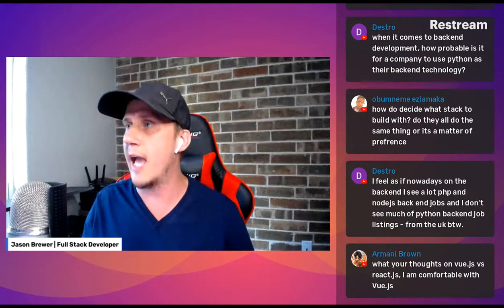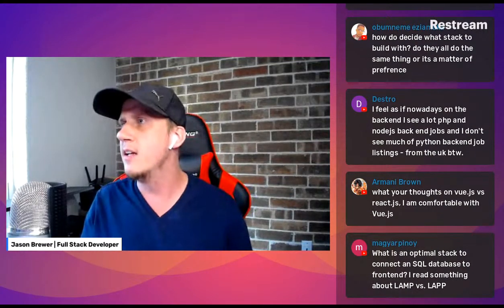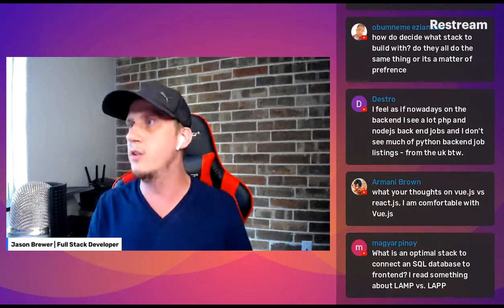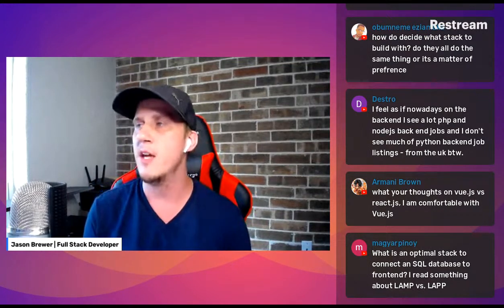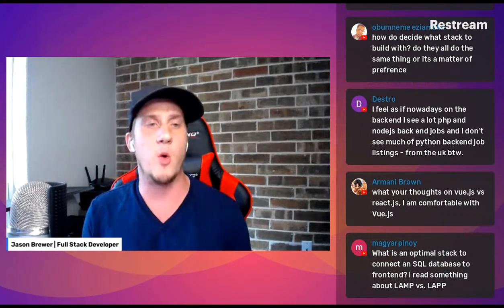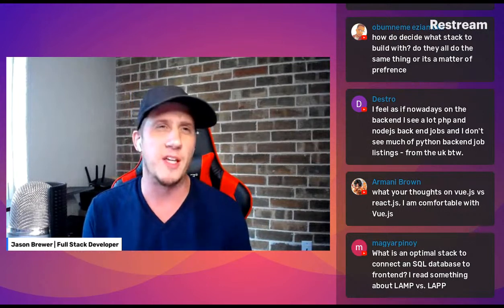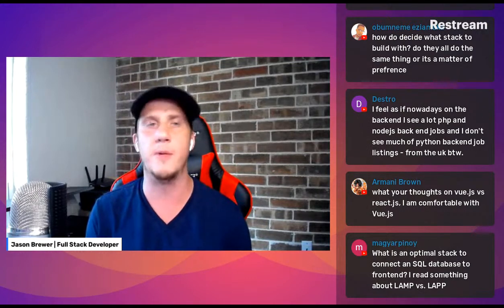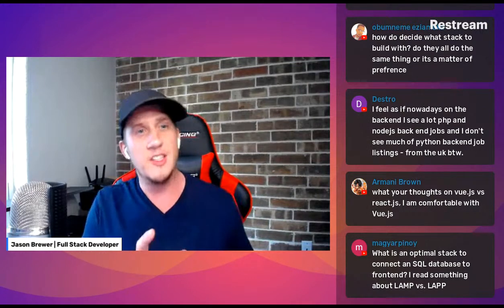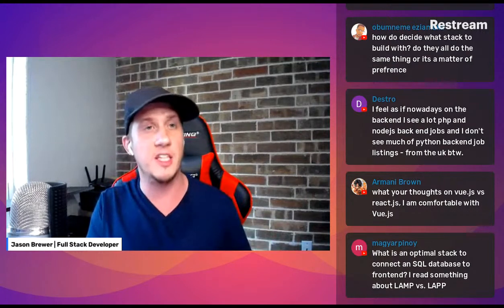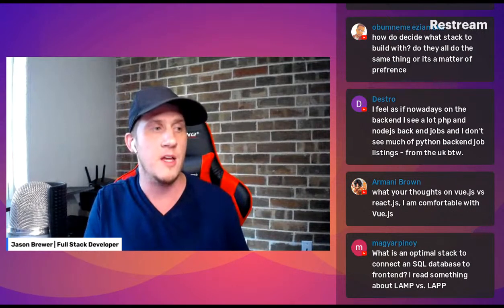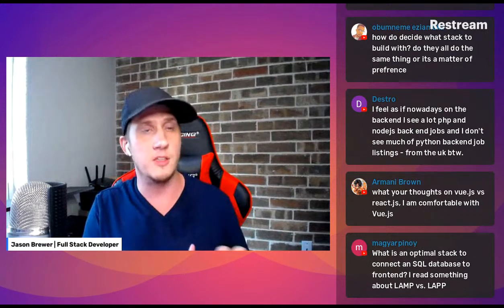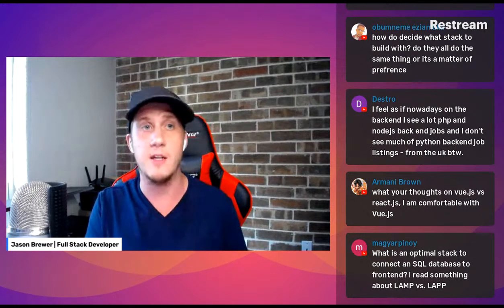How do you decide what stack to build with? Do they all do the same thing, or is it a matter of preference? It depends on the requirements, and I know that's kind of a tricky question. When you're doing web development, you can choose the technology stack that you want to use. My go-to is the MERN stack: Mongo, Express, React, and Node.